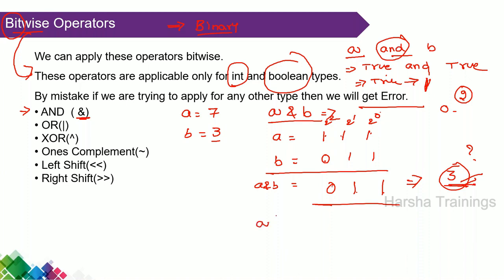Now A or B. How do you calculate A or B? If at least one is true, the result is true. First, 1 and 1, the answer is 1. 1 and 1, the answer is 1. 1 and 0, the answer is 1 only. So if 1 is true, the answer is 1. Here the number is 7. Suppose consider this is my example: 1 0 1 0 and 1 1 0 0. This is my example.